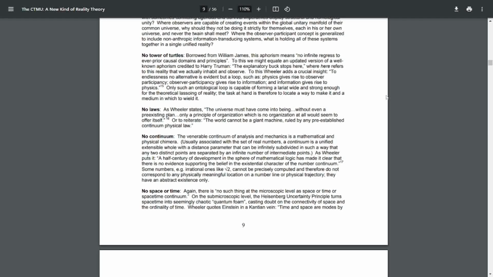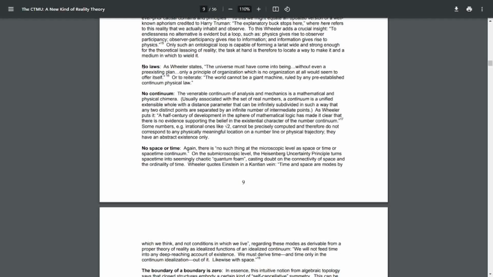Wait, hold on a second. The universe must have come into being without even a pre-existing plan. Only a principle of organization, which is no organization at all, would seem to offer itself. Okay, or to reiterate, the world cannot be a giant machine ruled by any pre-established continuum physical law. Okay, that makes perfect sense. Which also, Leibniz basically says this exact thing as well.